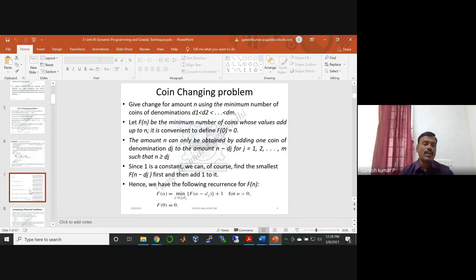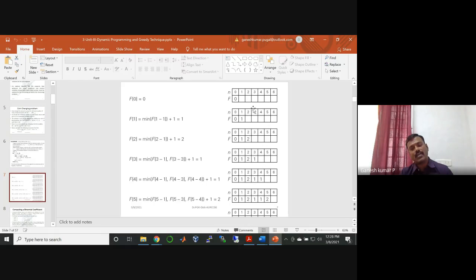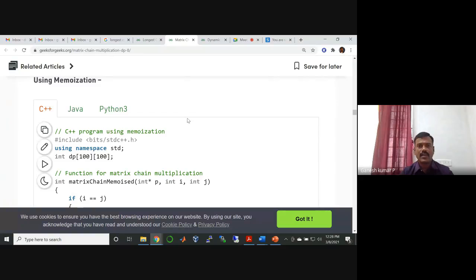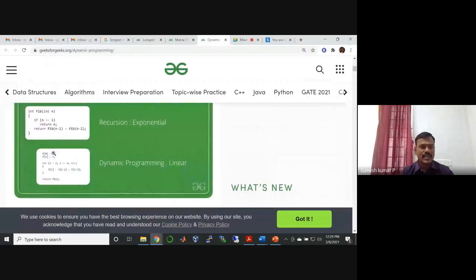In order to do that, you need to do a tabulation. In that tabulation, you insert the elements, first doing the basic question, and then building on it. Likewise, the Fibonacci series will also do the same thing. It computes f of i from f of i minus 1 and f of i minus 2. If you sum those, then you get the next value. You need to fill in these many things in order to find that, right? So that is the thing here.